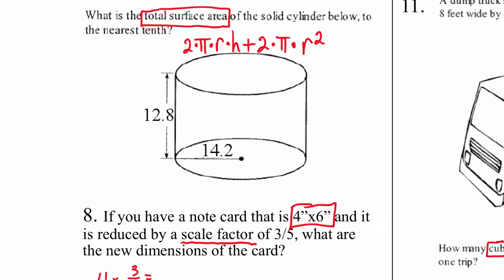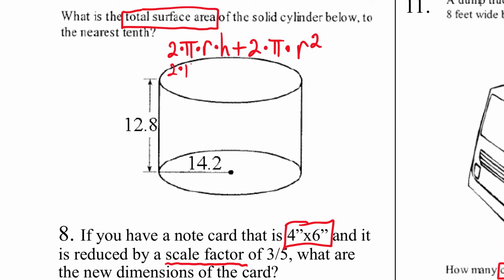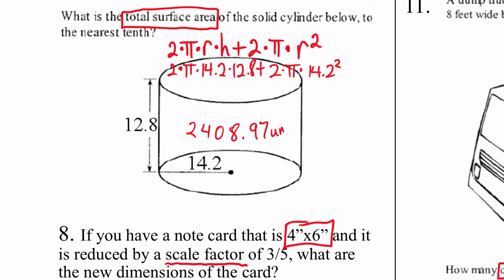Back on number 7. So when we plug into this formula, you have 2 pi times 14.2 times 12.8 plus 2 times pi times 14.2 squared. And if you plug that in, it should give you 2,408.97 units squared.